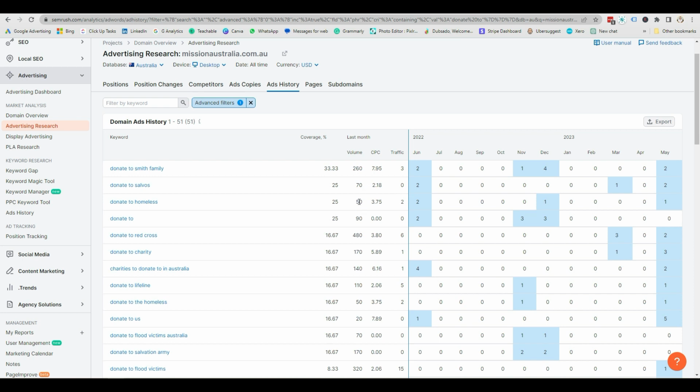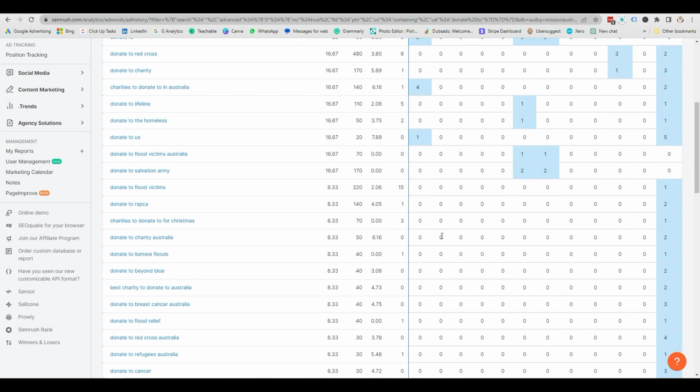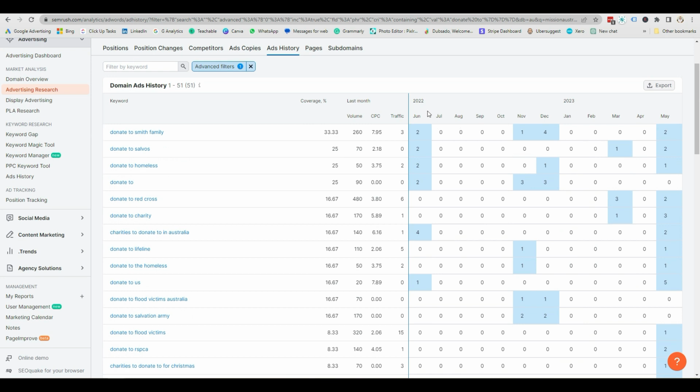Now, volume does refer to the amount of times that a user searched for that keyword, donate to homeless, and then traffic refers to the amount of traffic that the advertiser received from the paid advertisements. We can start to look at this graph over here, and just to give a little information, this is split out by month, and based on whatever number shows here, it's basically saying utilizing that keyword held position 2 during June. Okay, so the number will be either 1 through 8. That'll give you an idea of what position the advertiser secured.